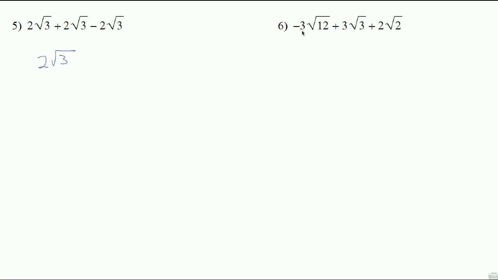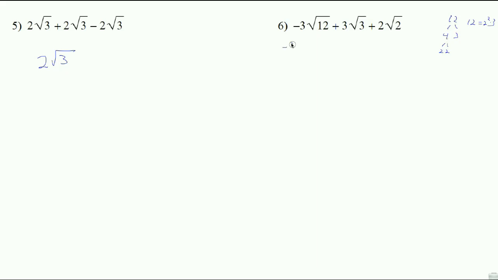Over here, we definitely don't have like radicals. I didn't mention it over there because it wasn't applicable, but before we even try to add or subtract, we do want to simplify each radical. Root 3 and root 2 can't be simplified, but the square root of 12 can. We've seen this enough. 12 is 4 times 3, which is 2 times 2 times 3. So 12 is 2 squared times 3.